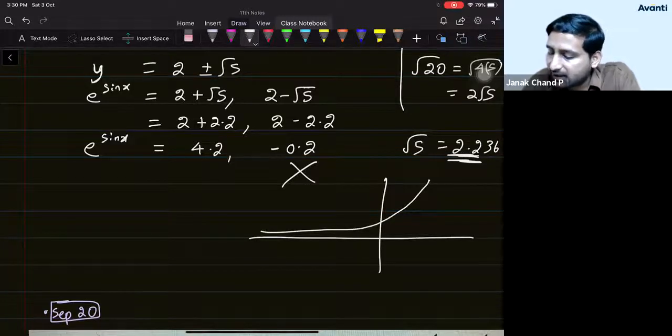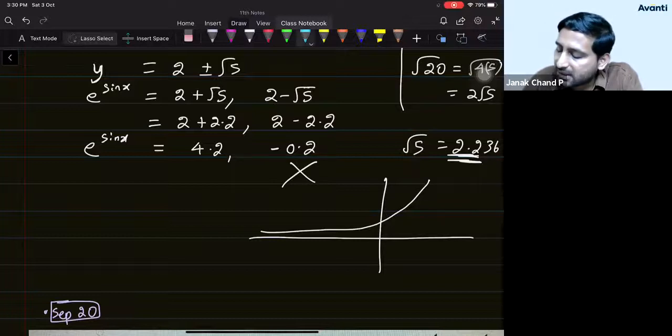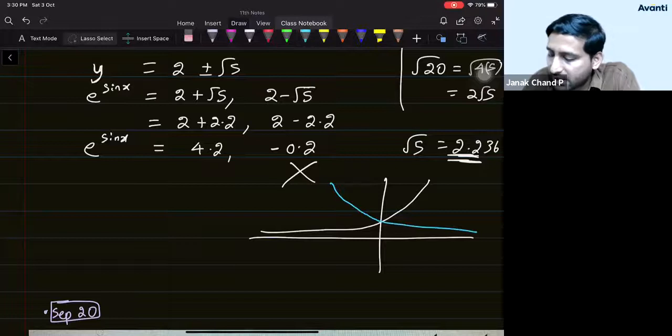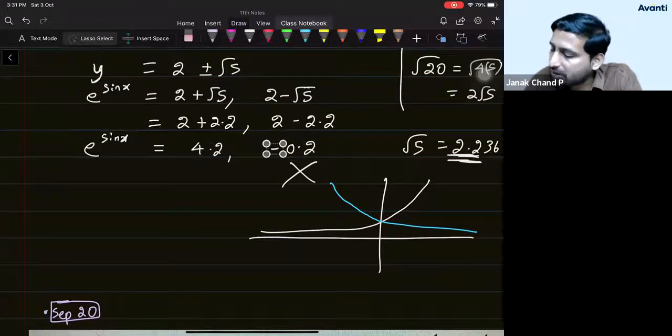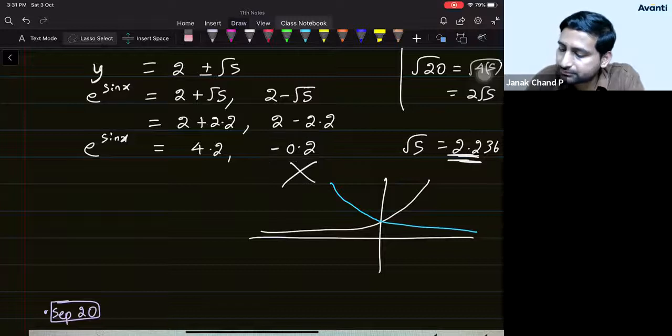If the base is greater than 1, or if the base is less than 1, it will be like this. In any case, for any point, the height will not be negative. That means e to the power of sin x can never be equal to a negative value, because all the heights are positive. This graph will never cross down. So that is the reason why this is ruled out. You cannot get a negative value.